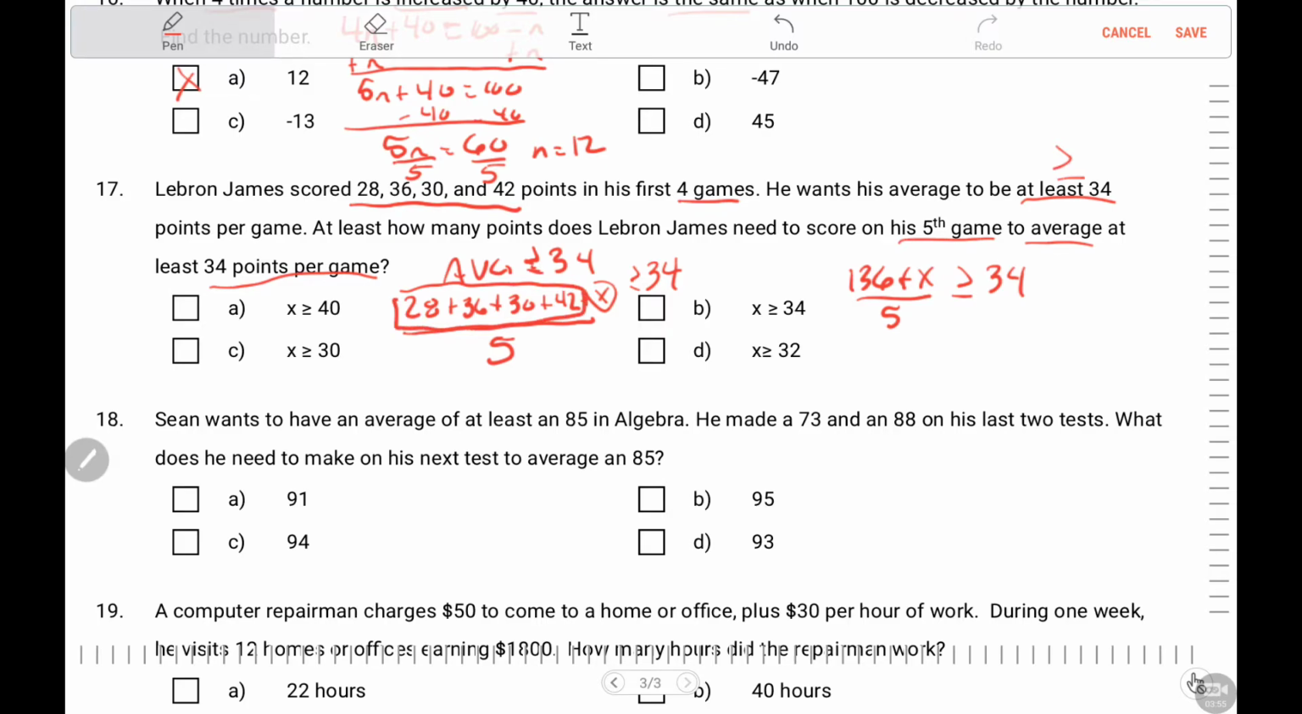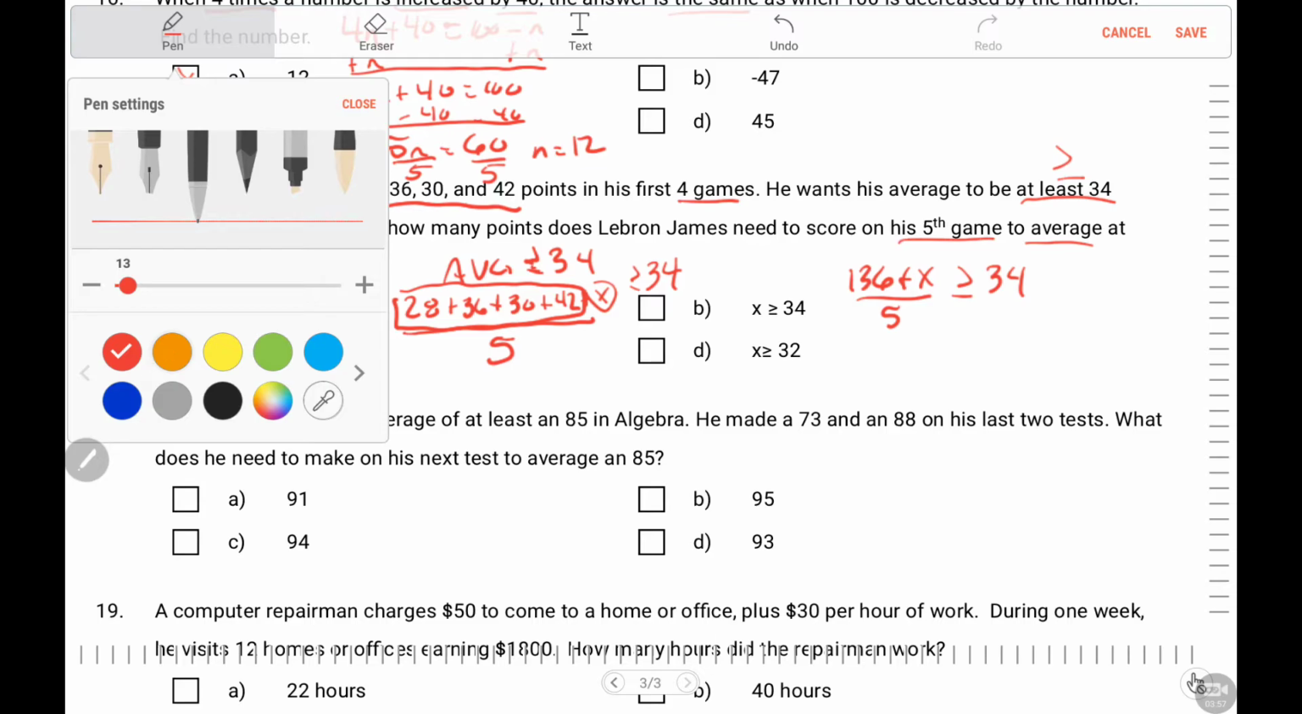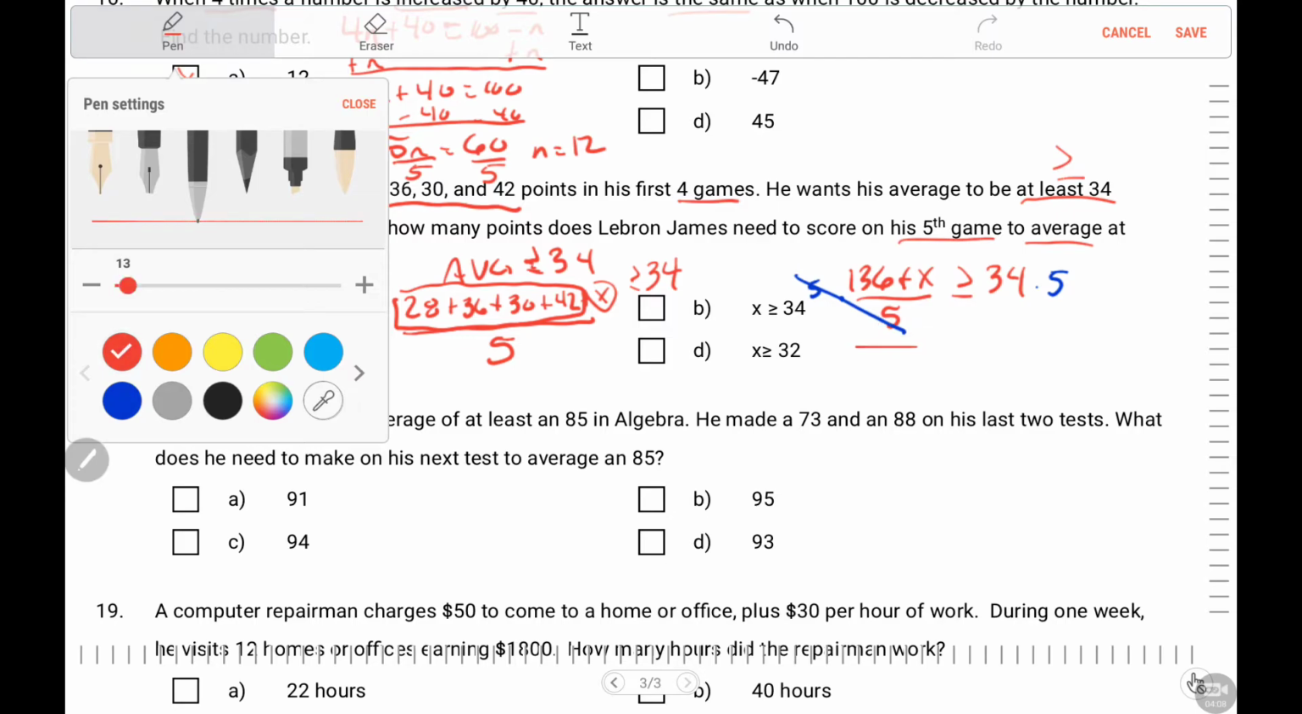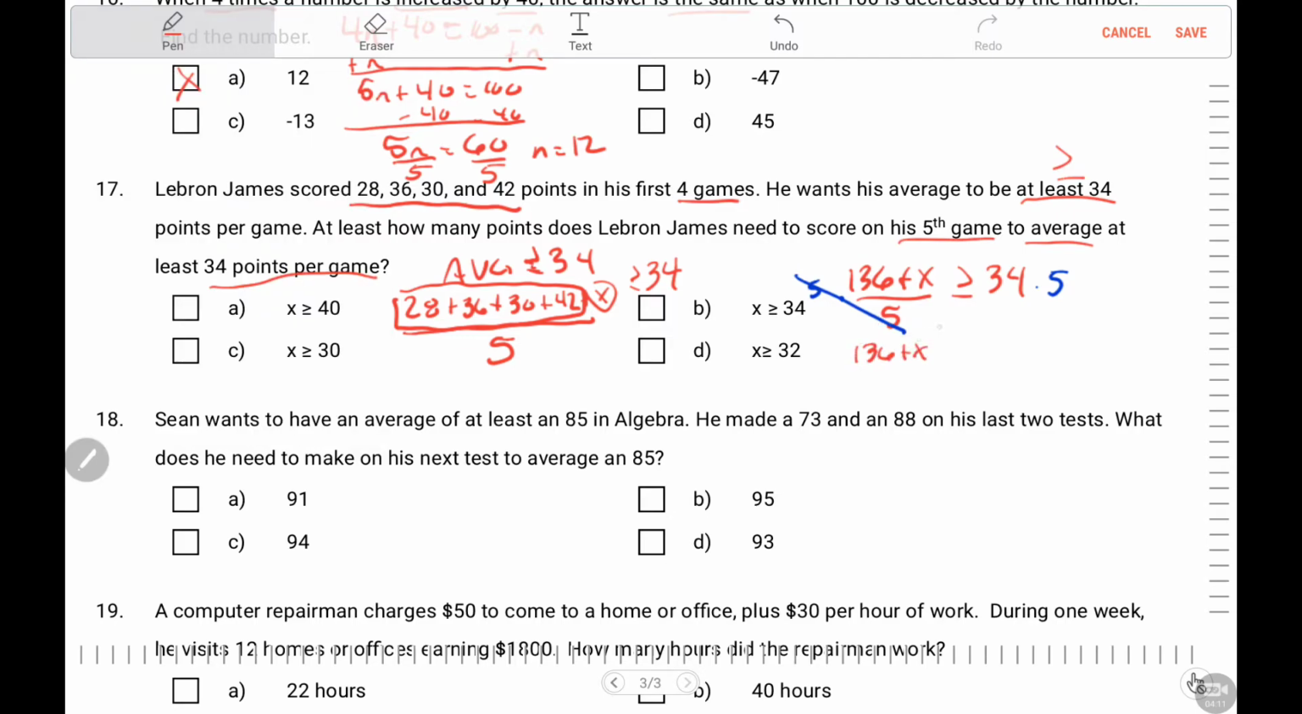The next hardest part is how to simplify this from here. So we want to get rid of this 5, so multiply both sides by 5. What you'll get is 136 plus x is greater than or equal to, oops, sorry, 170. 5 times 34 is 170. Subtract 136. So x is greater than or equal to 34. And that's it.